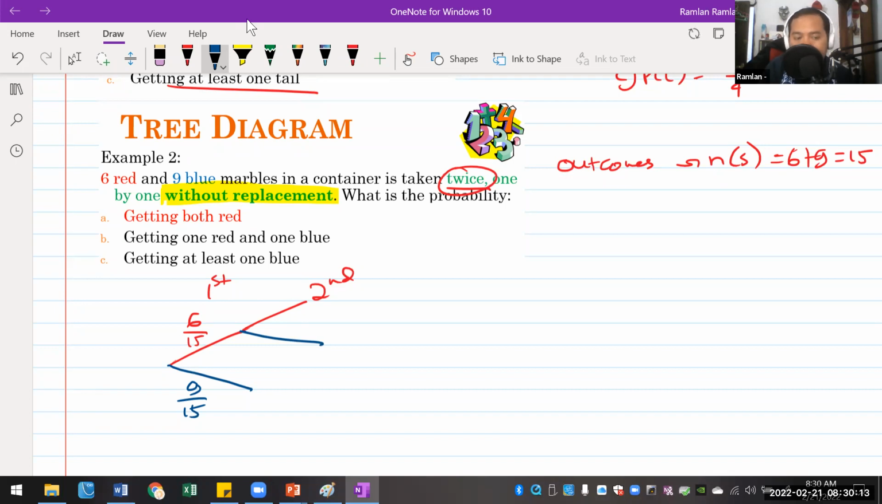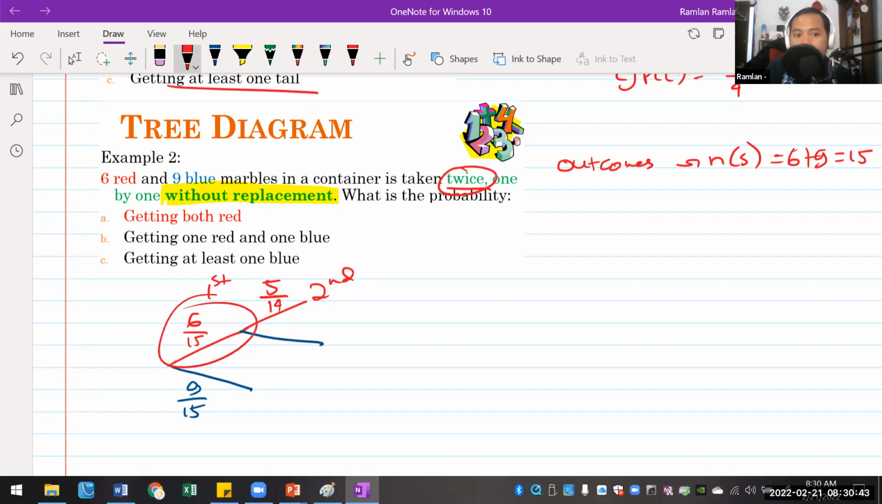Because we assume that we have a red on the first time we take a marble, the red in here is not 6 anymore. It's 5 because we have taken 1 marble. And the same thing with the marbles that we have in here, which is 15. Since we have taken 1 of that, it will be reduced to 14. Does that make any sense?